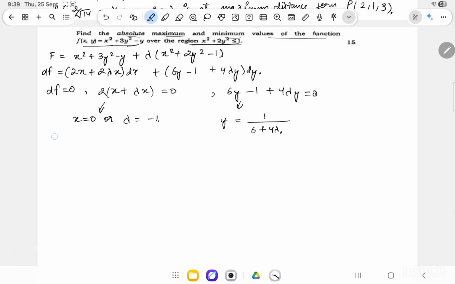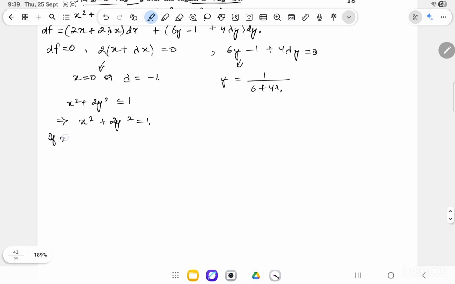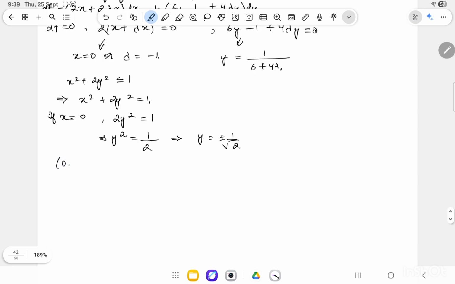So we have a relation between x and y, that is x square plus 2y square is less than or equal to 1. So its boundary will be x square plus 2y square equals 1. So if my x is equal to 0, then 2y square equals 1. So from here y square is 1 by 2. That basically gives me y as plus minus 1 by root 2. So one of the possible critical points is 0, plus minus 1 by root 2.